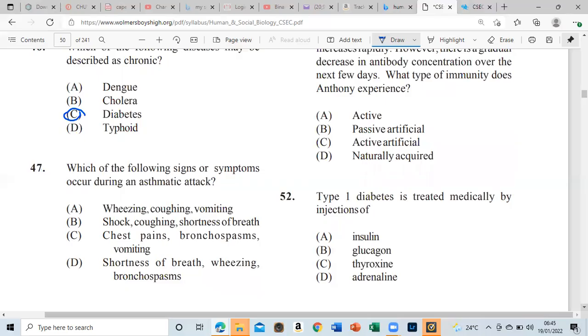All right. 47. Which of the following signs or symptoms occur during an asthmatic attack? Wheezing, coughing, vomiting; shock, coughing, shortness of breath; C, chest pain, bronchospasm, and vomiting; or is it D, shortness of breath, wheezing, and bronchospasm? And that would be D.